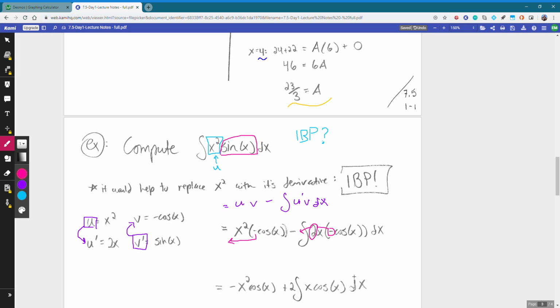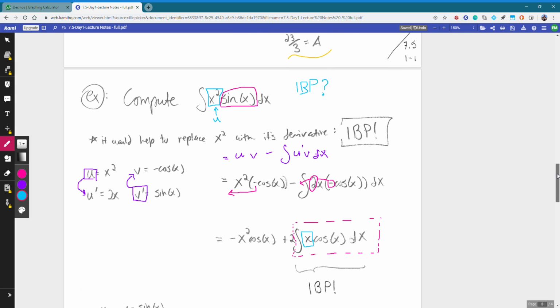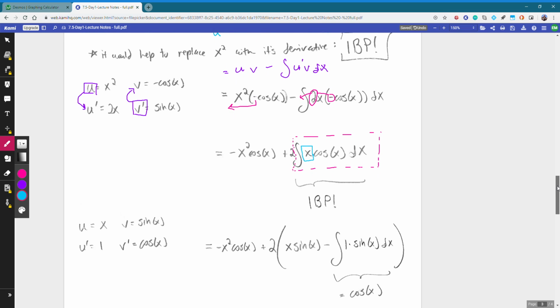Now with the dust settling after our first integration by parts, we're looking at this integral here. This is not an integral that we know an antiderivative for right away, but once again, we have a product, and thinking about this x here, if we could replace that with its derivative, life would be good. And so this is another integration by parts to get the rest of the way here.